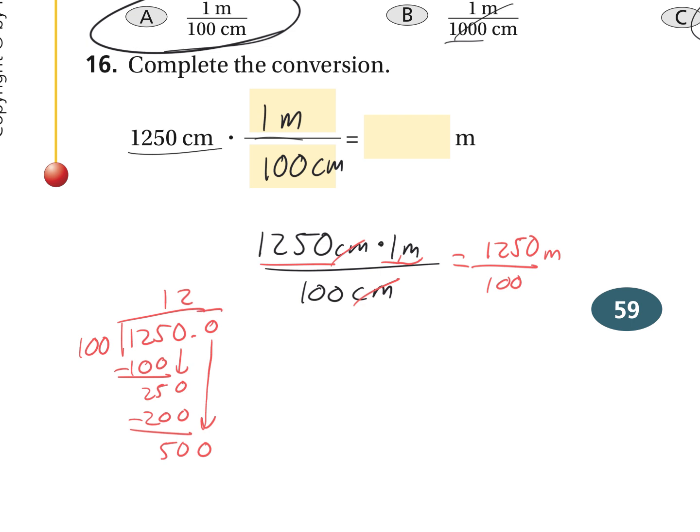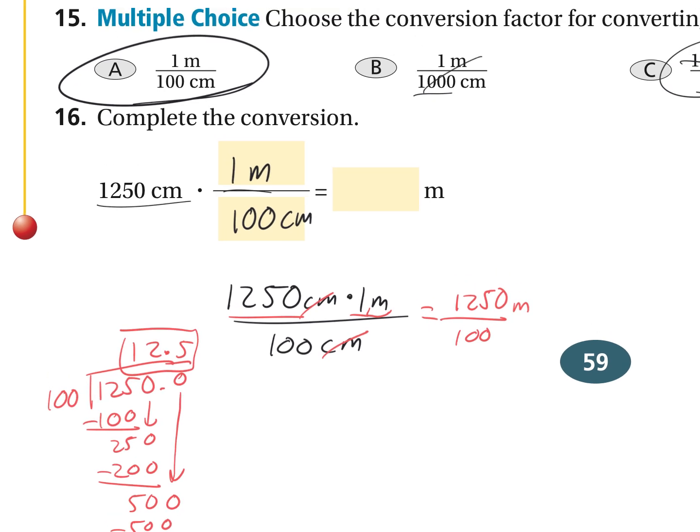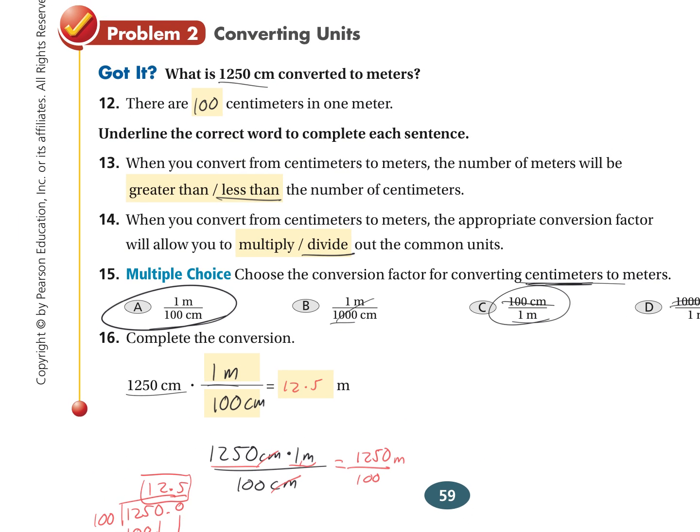You do want to keep going and get a decimal answer. So we get 12 point, 100 goes into 500 5 times. And then how we finish: we have 1,250 centimeters is the same as 12.5 meters. Again, you see that we're going from a bigger number to a smaller number.